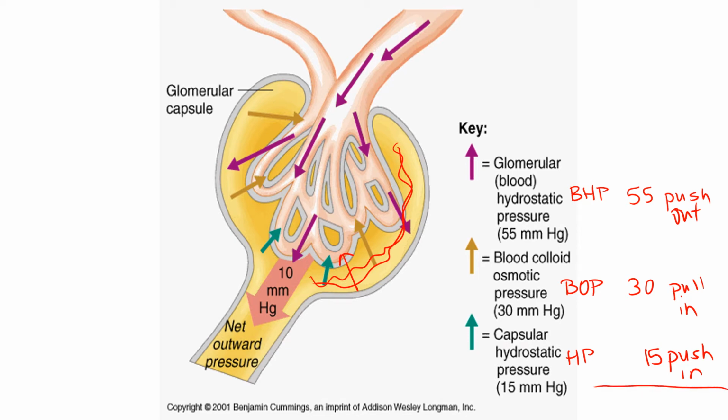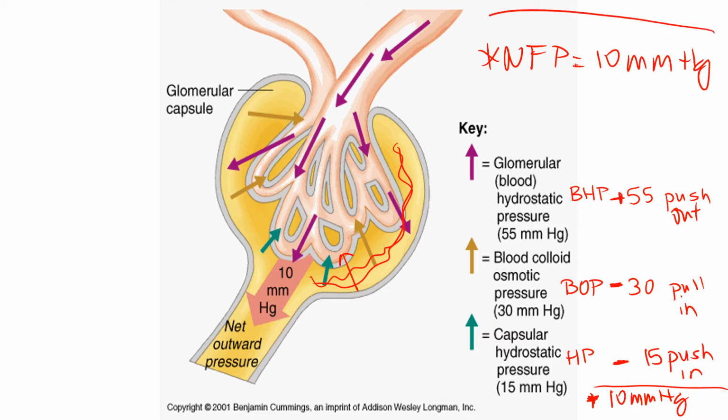So if I do the math, I'm going to say this is a force out, okay? So let's put a positive sign there. These are forces in, so let's put negative signs there. Do the math. 55 minus 30 is 25. 25 minus 15 leaves us with an overall push of 10 millimeters mercury of pressure. So our ability to force fluids out is ultimately 10 millimeters mercury of pressure. That number is one you'll want to know. The normal NFP, or net filtration pressure in the kidney, is 10 millimeters mercury. Okay, so that's one number to note there on page 106.